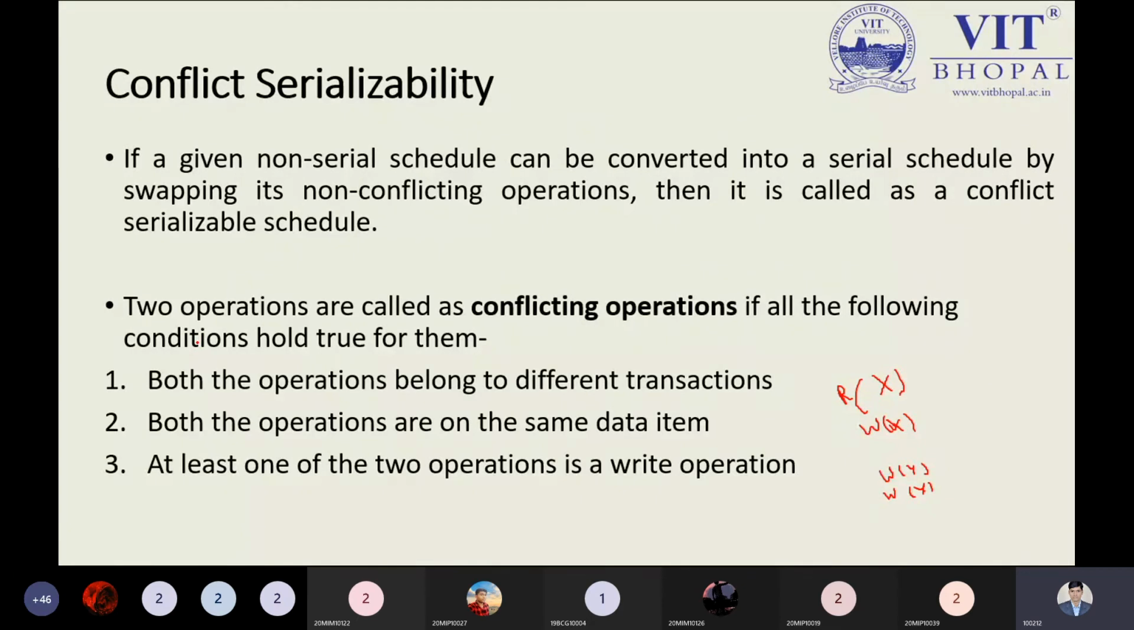So conflicting will be when both operations are on the same data item, just like the reading and writing operation on the same data item. So it will be happening.